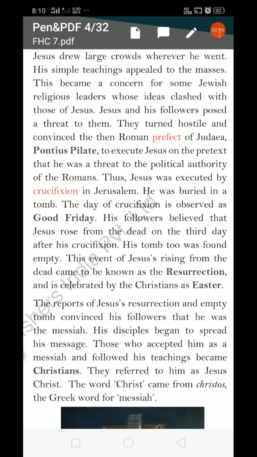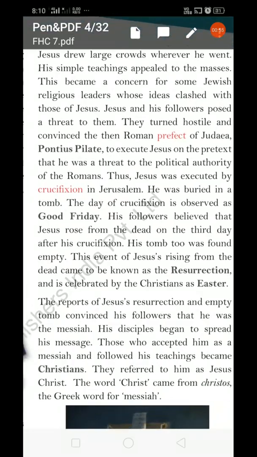His tomb too was found empty. His tomb means उसकी जो कब्र थी वो empty थी. This event of Jesus rising from the dead came to be known as the resurrection. Resurrection means life after death. Return to life. And it is celebrated by the Christians as Easter. वो इस डे को as a Easter celebrate करते हैं.